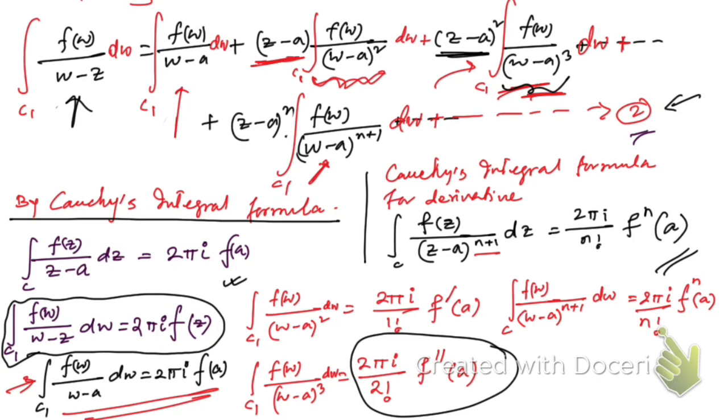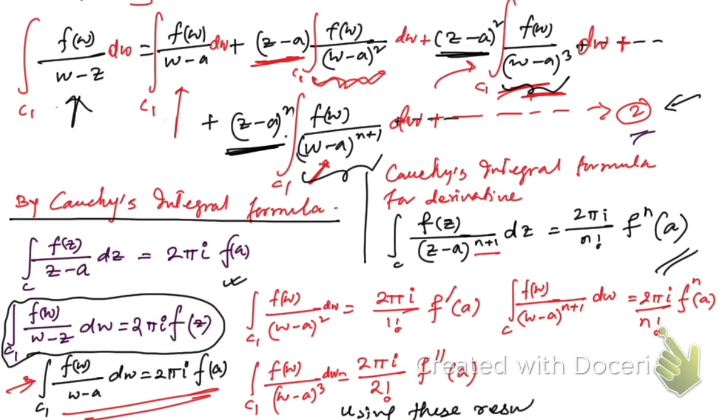So hope you have understood. Similarly, this one into, instead of this, we're going to put this, right? So if we do so, then what are we going to get? So using these results, here you see what we can write. Using these results in equation number 2, we get what we get.